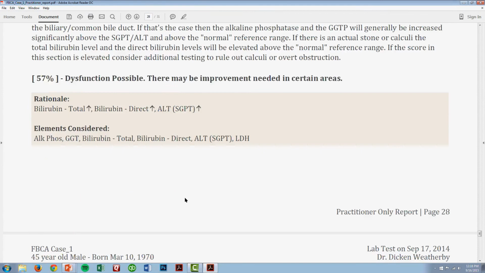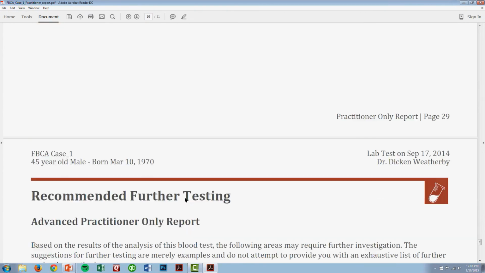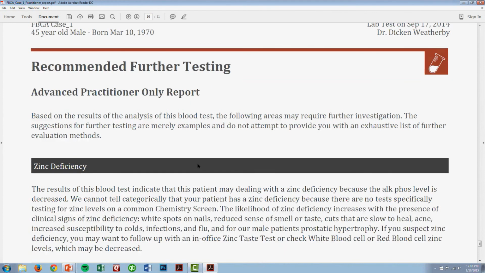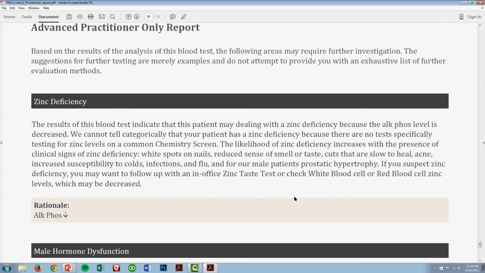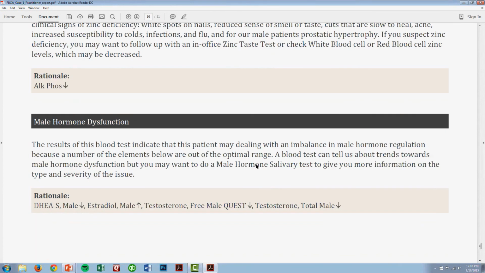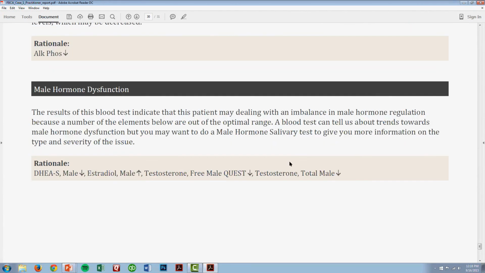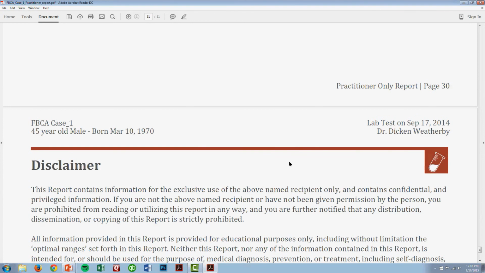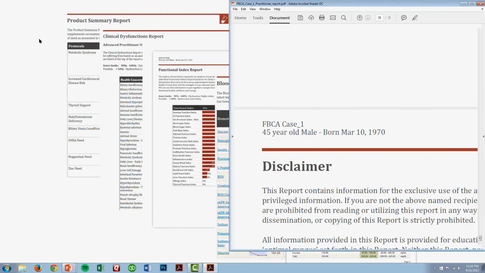And then finally, one of the things I wanted to do was to give you a sense of what further testing needed to be done. And so it does an evaluation and kind of gives us a sense, well, the zinc deficiency was quite bad, so I think that either you want to treat presumptively or you might want to do a zinc taste test in the office or check white blood cell zinc or red blood cell zinc levels. And then the male hormone dysfunction is bad enough that you might want to do a male hormone salivary test. Gives you more information about the type and the severity of the issue. And then there's a disclaimer. So that's the blood test that we did on the patient.